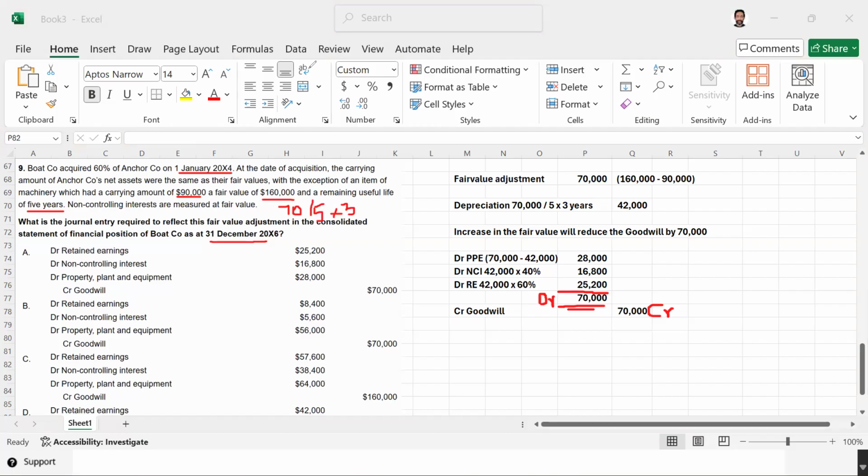No, that is at the date of acquisition. The fair value, you see, this is when we acquired the company. The carrying amount of the net assets were the same, with the exception of an item of machinery.